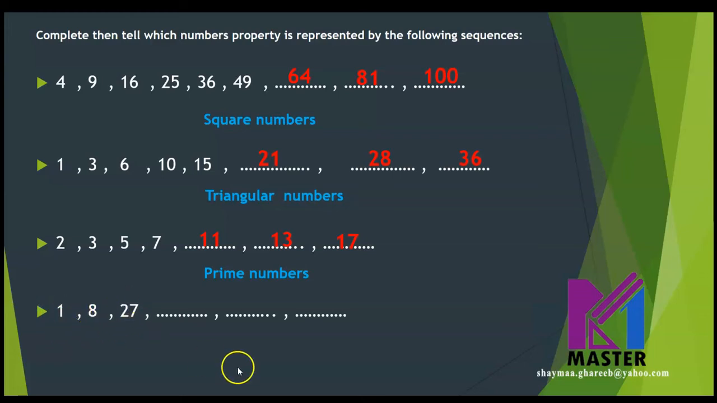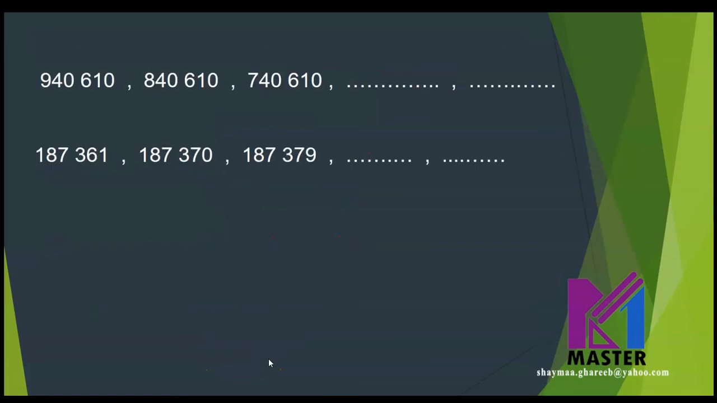1, 8, then 27. So what do you think? 1, then 8, then 27. They are cube numbers. So this will be 64, which is 4 cubed, and 125, which is 5 cubed, and then 216, which is 6 cubed. And the property here is cube numbers.